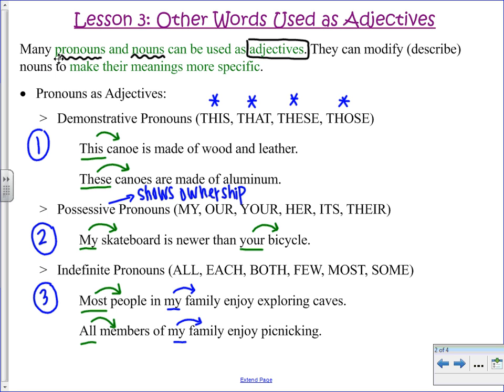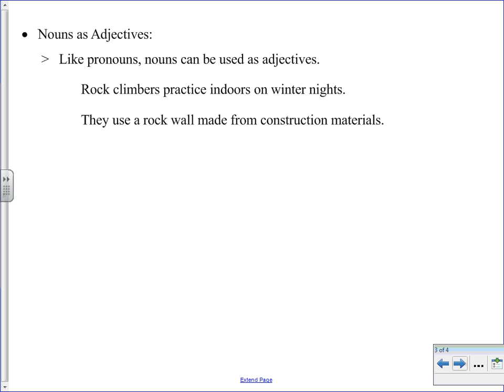Next, we're going to move on and chat about how nouns can also be used as adjectives. So you know a noun: person, place, thing, idea. In this case, nouns are going to be acting as adjectives and modifying another noun to be more specific, to give more information. So like in our first sentence, rock climbers practice indoors on winter nights. The word rock is a noun, it's a thing, but in this case it's modifying climbers and telling me what kind of climbers. And then winter, also a noun, modifying nights.